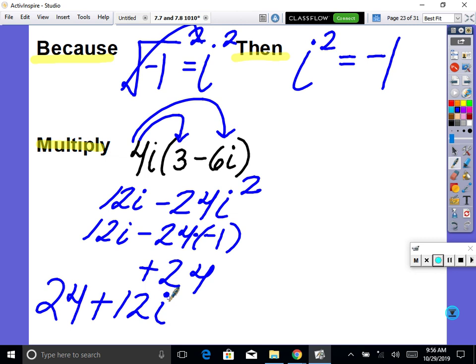Don't mess up on your i squareds. So usually where people mess up is when they have an i times an i, they won't write i squared, they'll just write i.